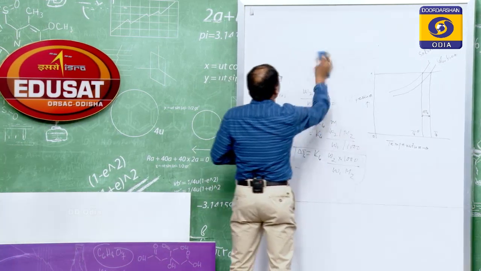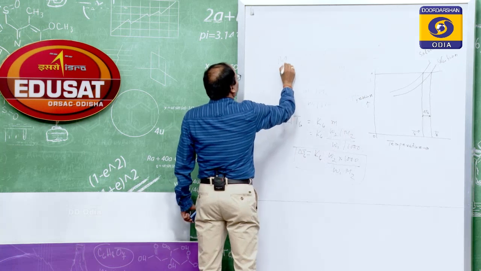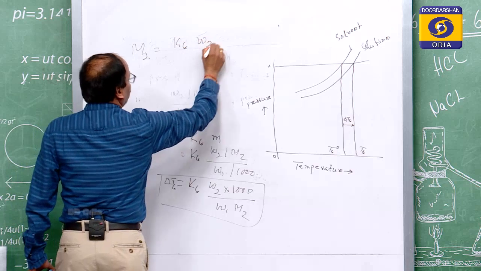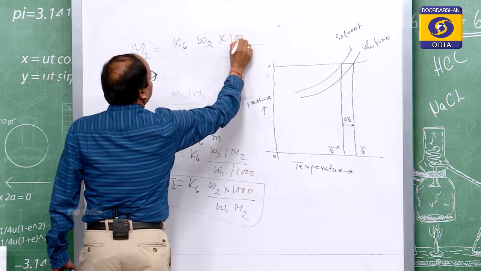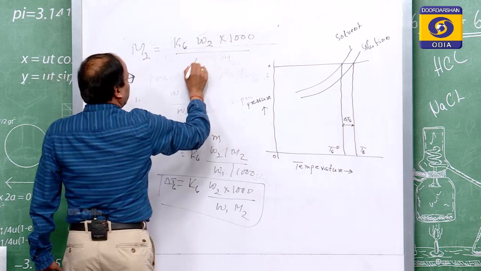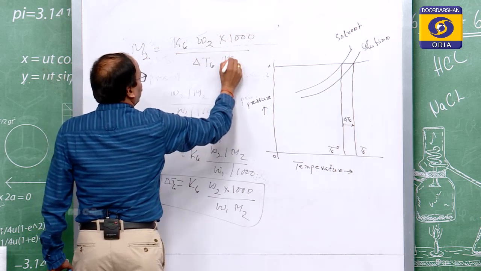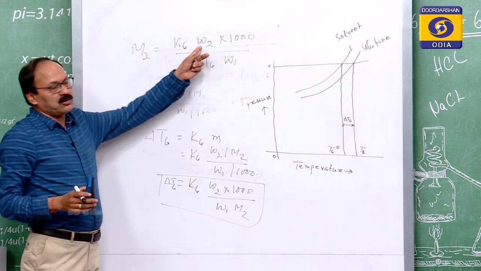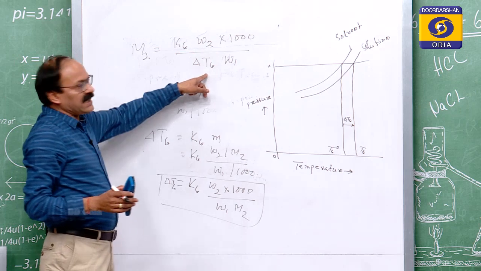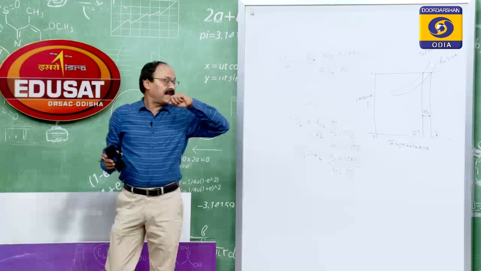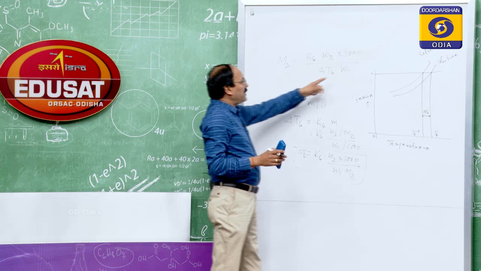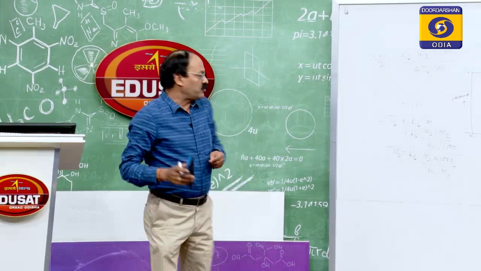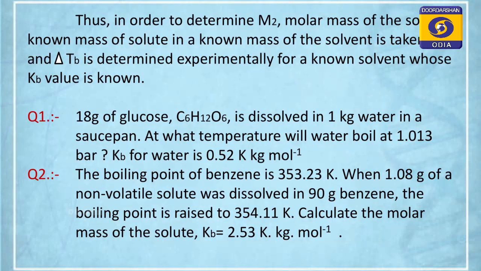The numerical will be asked in the examination, that is M2 will be equal to Kb W2 into 1000 divided by delta Tb into W1. Kb will be given as a constant for a particular solvent, W2 is the mass of the solute given, delta Tb will be determined experimentally, that is the elevation in boiling point, and W1 is the mass of the solvent taken. So, you can calculate the molar mass of the solute. Now, we will go for numericals.